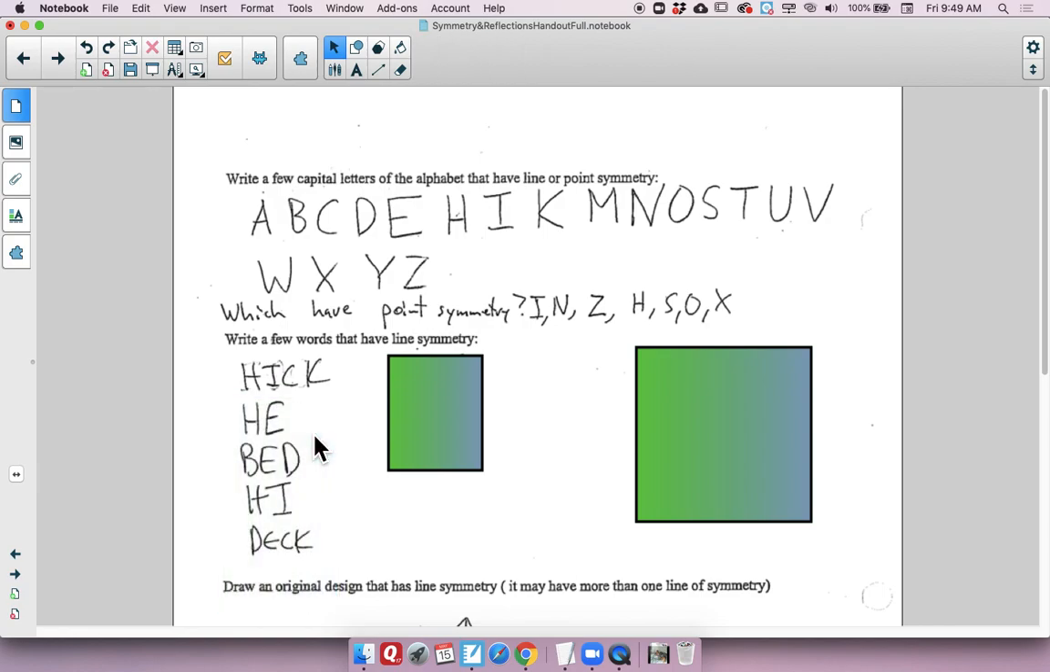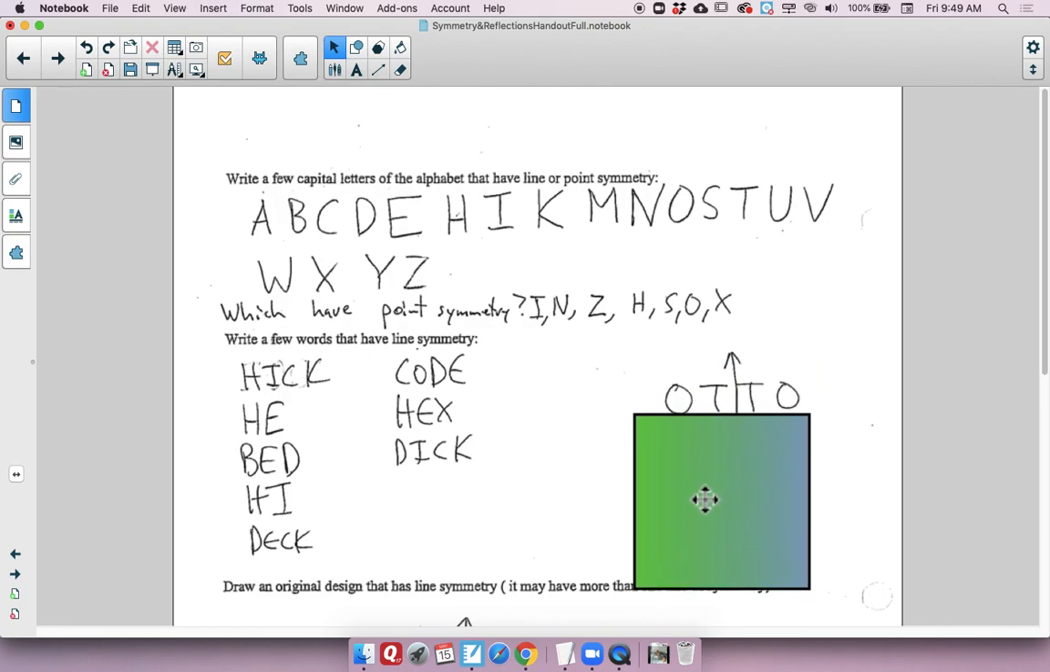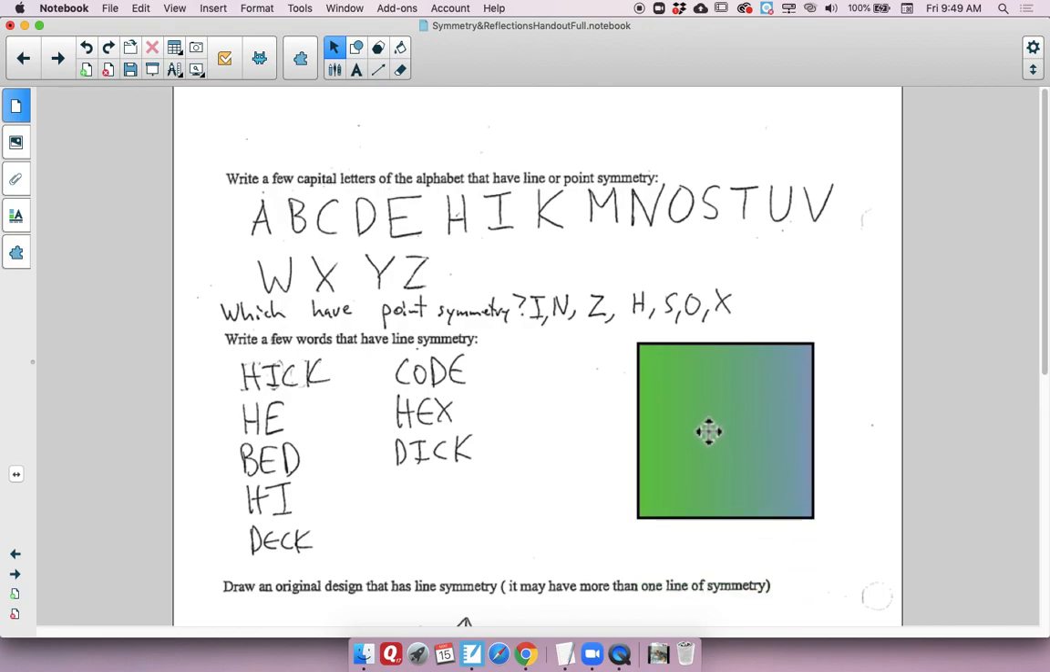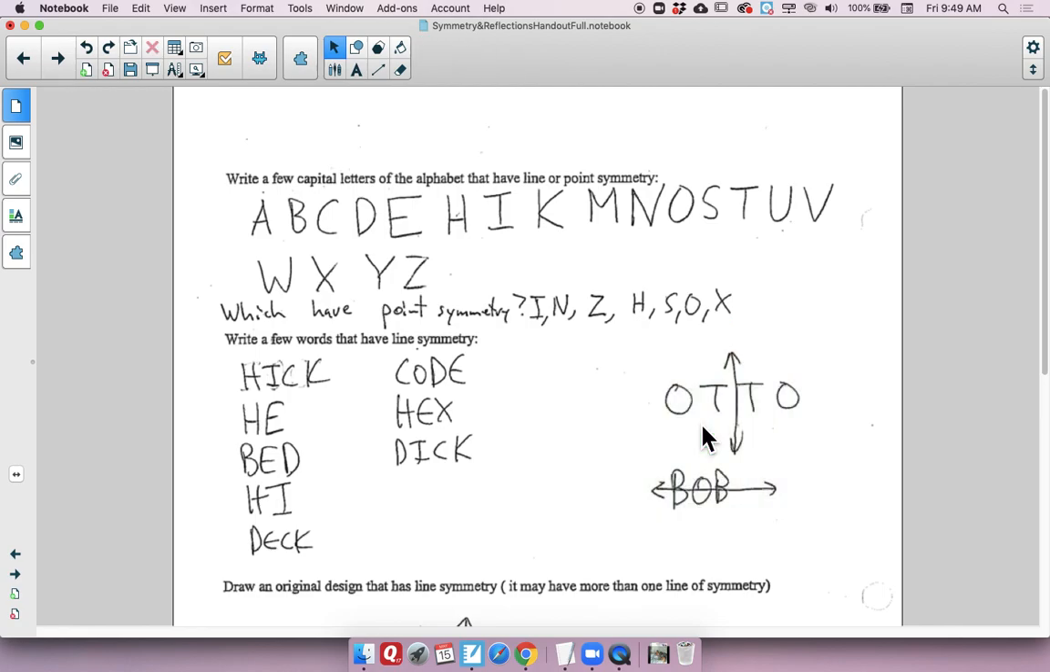And here's some of the ones that I got. He, bed, high, deck, code, hex, dick. And what did I have over here? Oh, Otto. Look at that.